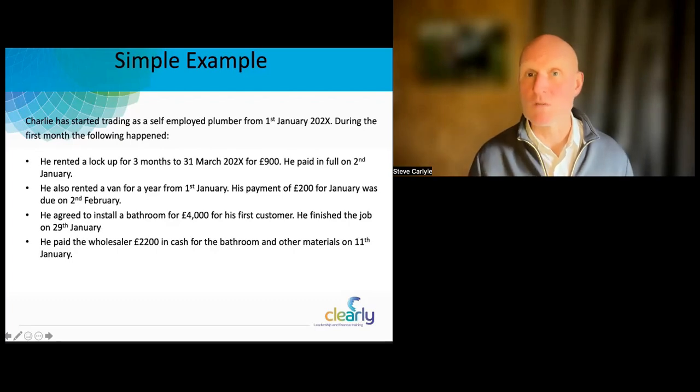Oh, and by the way, I should mention about the first job. It is in the information, that £4,000 job that Charlie did, and he finished it, by the way, before the end of January, and he sent out the bill before the end of January. He didn't get paid.